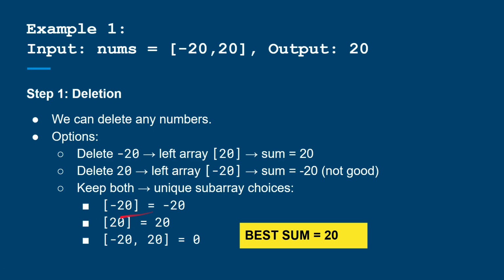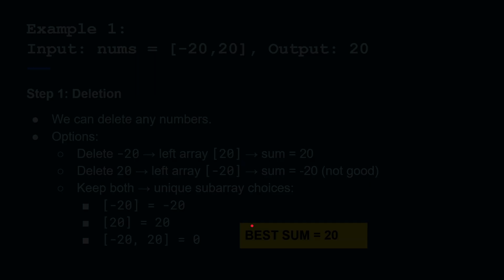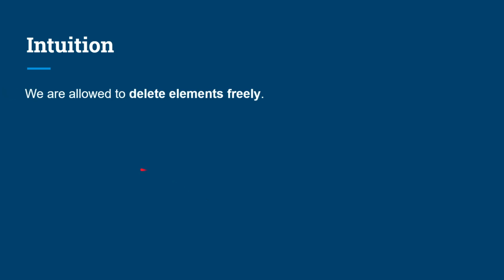So either you can keep, you can remove, and you can see all of these possible values. You can see only when we are having this value we are getting 20, so the best sum is coming 20. I hope you understand, right? Either you will delete, you will not delete, or you will keep both. The best sum you will get is 20. So I think you understood.